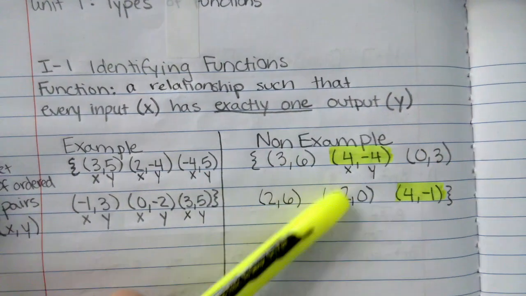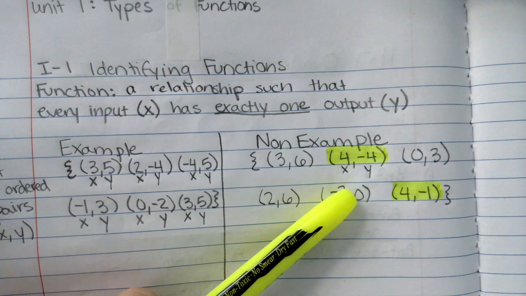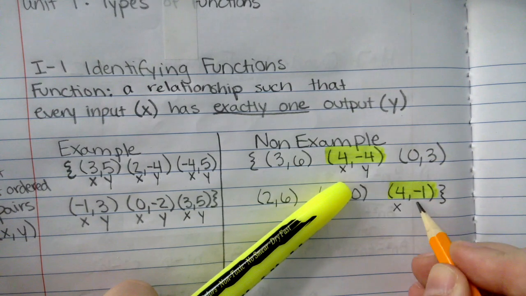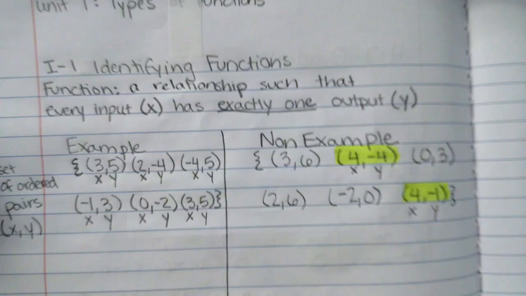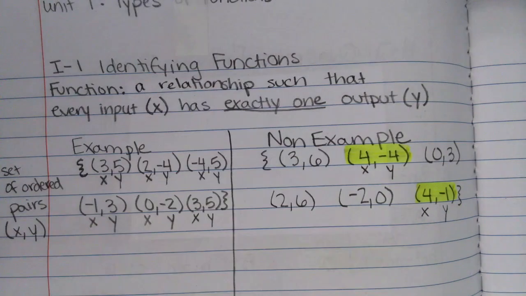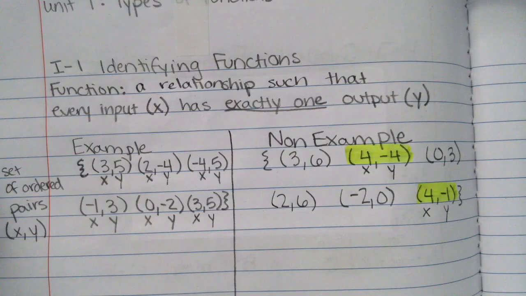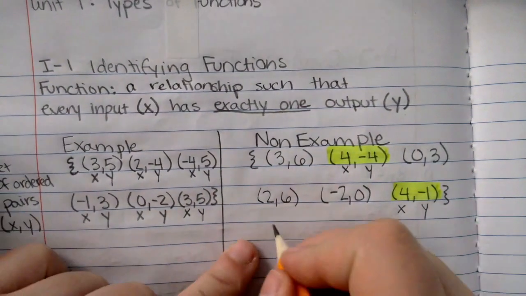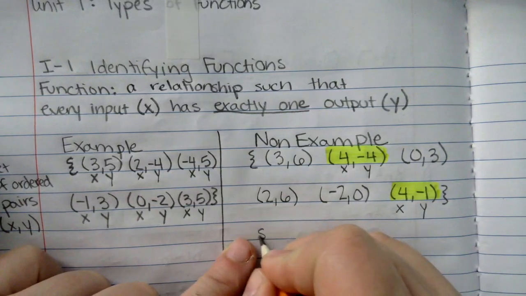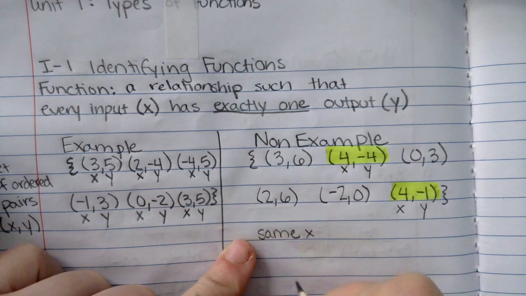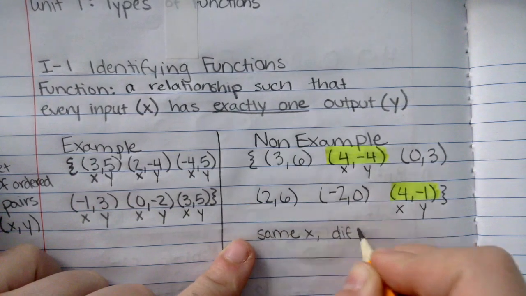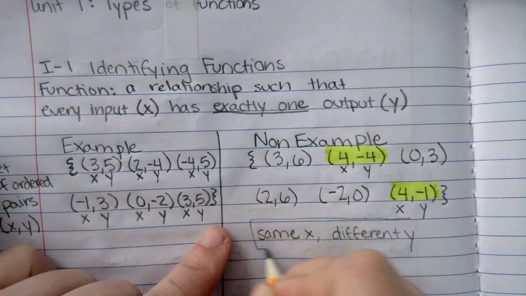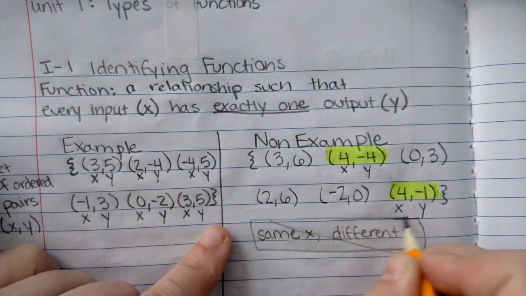Alright, 3, 5. What was our next one? Sorry, 2, negative 4. Negative 4, 5. Negative 1, 3. 0, negative 2. And then our last one was 3, 5.